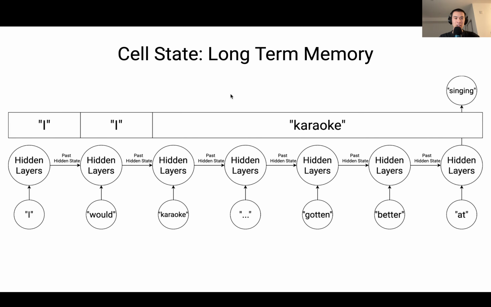And this cell state says, okay, let's remember the word I, but once we hit the word karaoke, let's remember the word karaoke for the rest of the sequence. And once we get to the end, even though karaoke was early on, way back in the sequence, it still remembers karaoke. And so now our LSTM makes the correct prediction that the last word should be singing.